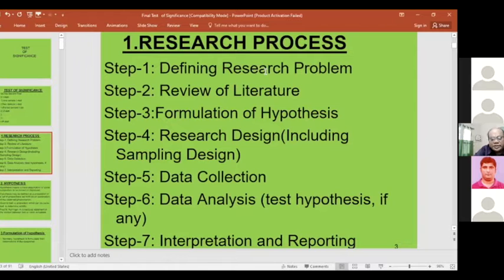After that, you'll be reviewing the literature, then formulating the hypothesis. In the case of exploratory research, there is no need for a hypothesis. Hypothesis is needed only for conclusive research and other research.